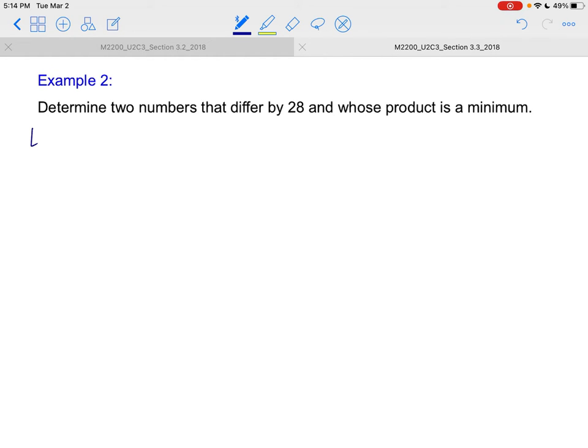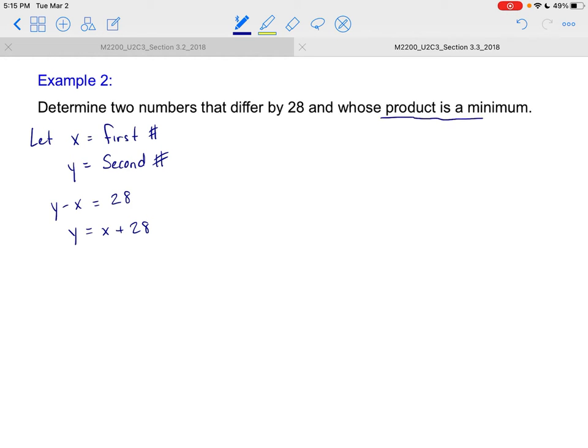So let's let x be our first number, and let's let y be the second number. And, well, we know that they have to differ by 28, so we'll get that y minus x equals 28, or we can rearrange that and say that y is equal to x plus 28. Okay, so that's one part of this problem.